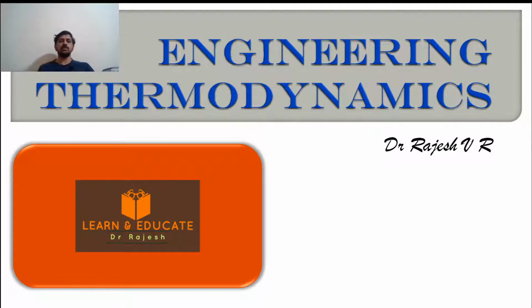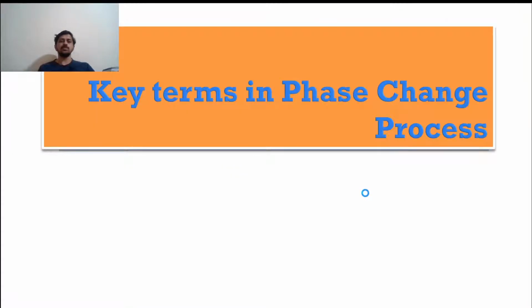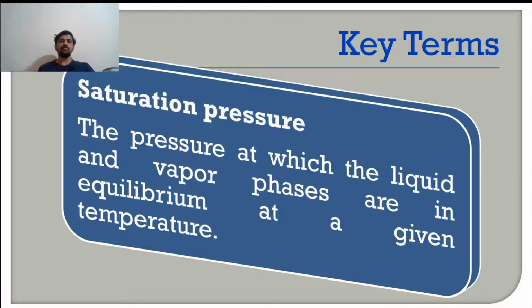So we have seen the phase change process for a pure substance and we have seen the vapor dome and various property diagrams for water. Today in this session we will be discussing key terms in the phase change process, the important terms, and some example values for water.